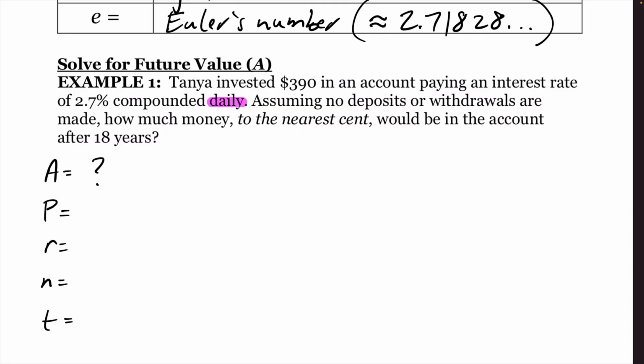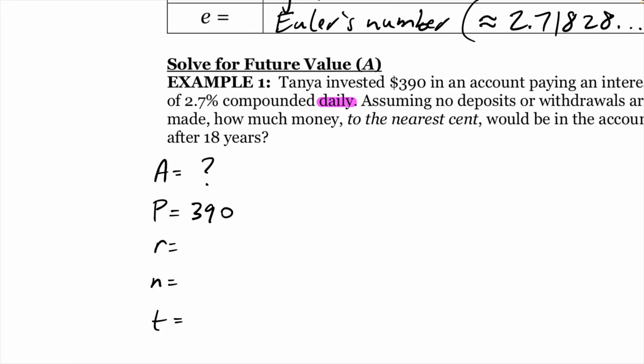P, principal, do I know how much she's going to start with? 390, so P is 390. R, do we know what interest rate the bank's going to give her? 2.7, right? So we got to divide by 100. So it's not 2.7, it's 0.027. That's what R is.